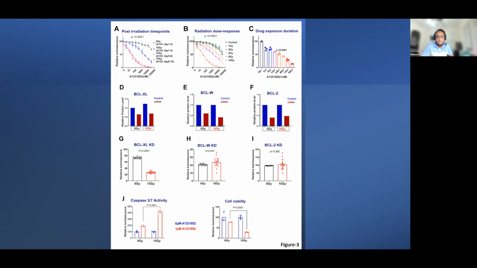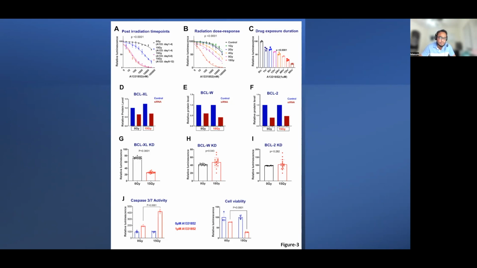The next question remains, because we know in patients there is another limitation called the blood-brain barrier. For that, we need a certain dose exposure duration: how long we can maintain a therapeutic dose in the brain parenchyma. That's why we also tested whether the duration is important. Yes, the duration is also important.